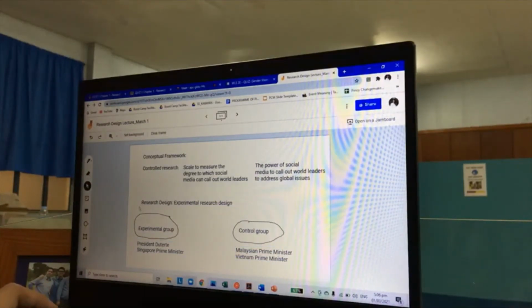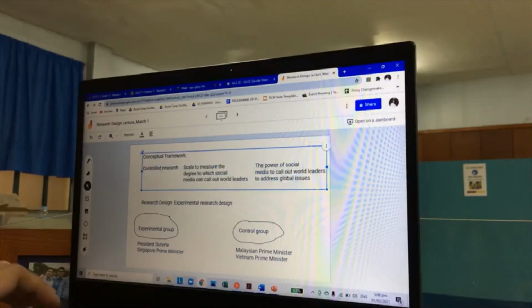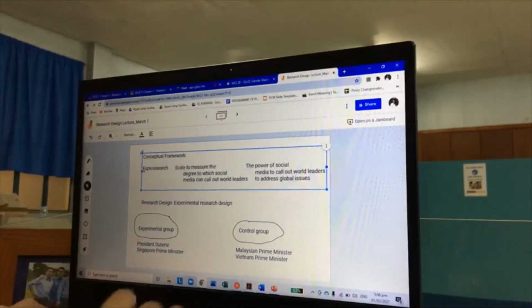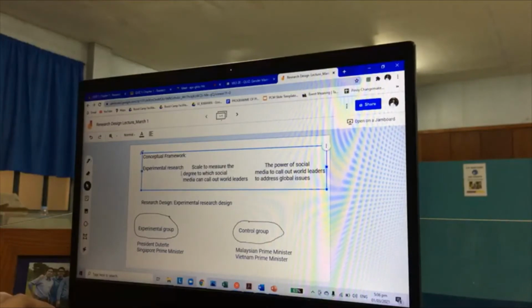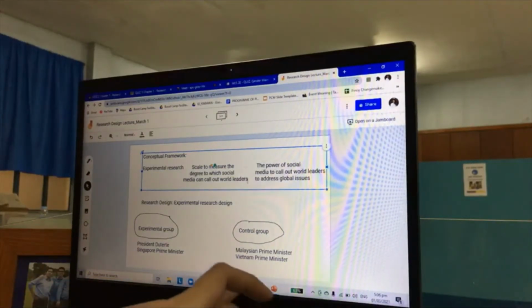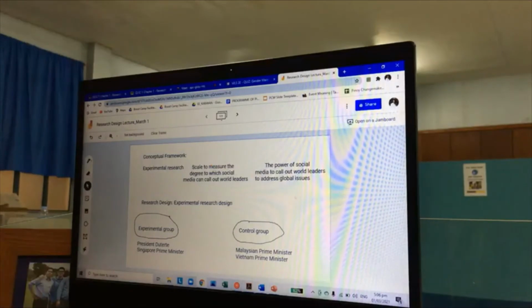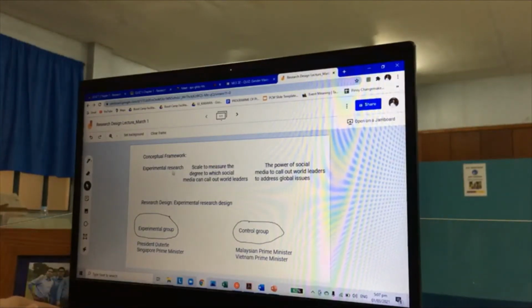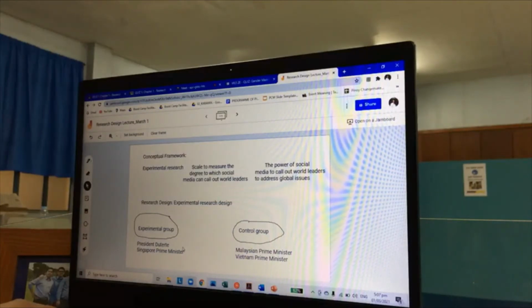So in an experimental research design, we are going to change that into an experimental research. So here we're trying to determine the scale to measure the degree to which social media can call out world leaders. We're trying to develop the scale, and how are we going to develop it? We're going to make an experiment wherein we see how much the degree is.